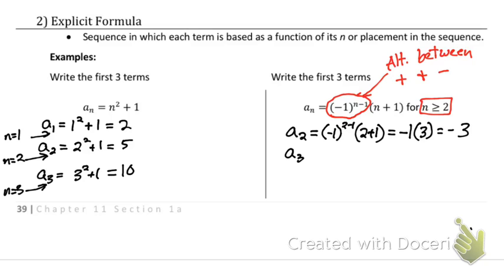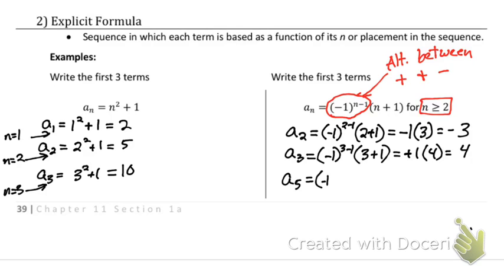Then we go to a sub 3. I have negative 1 to the 3 minus 1 times 3 plus 1. That'll be negative 1 to the second power, so that's going to be a positive 1 times 4, which is just going to be a positive 4.